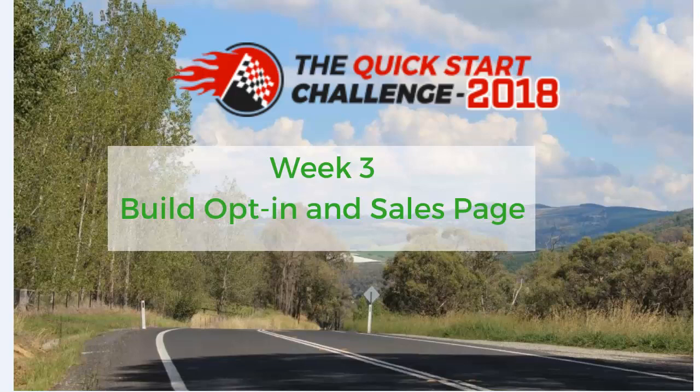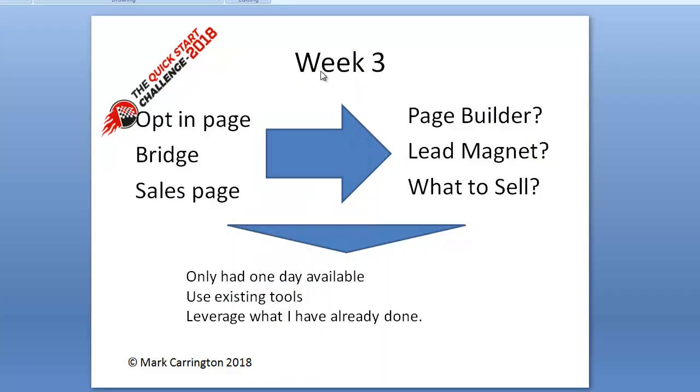So let's start first of all with what we were aiming to do. We're looking at week 3. We were required to build an opt-in page, so this is to build ourselves a list, and to build what is called a bridge page. Basically what a bridge page does is two things. One is how to collect your offer from the opt-in page, your lead magnet it's called. And then it also gives an opportunity to make an offer, and that offer then goes to a sales page. So that's what we were required to do.